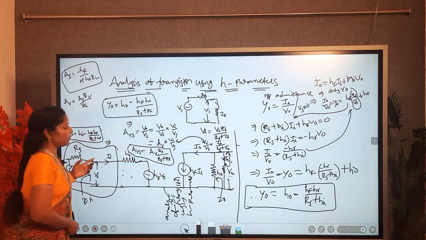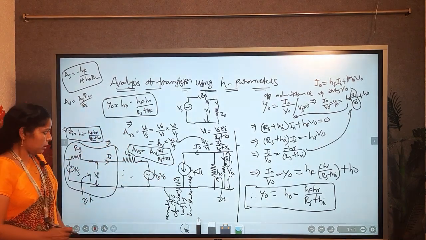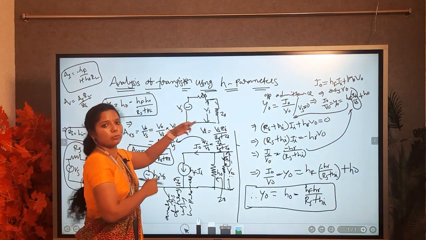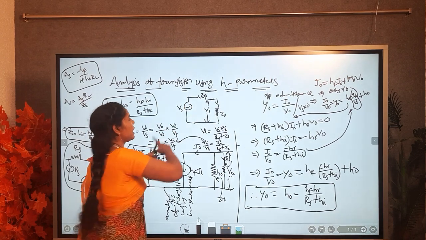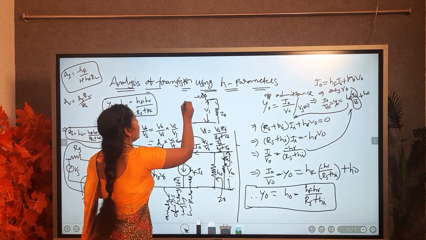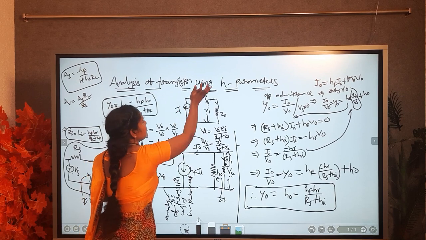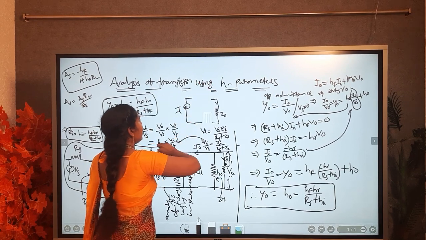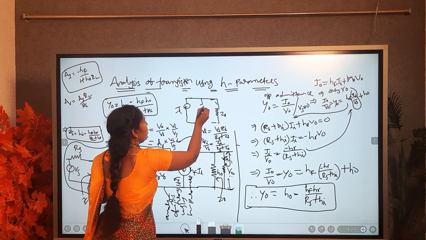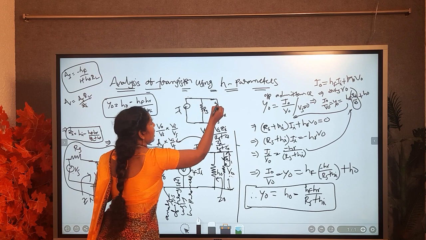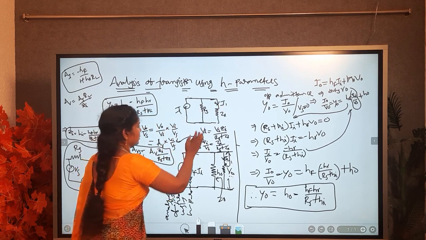Like that you have to find the overall current gain. How do you find the overall current gain? This is the voltage source. From that you take the current source. This is the current generated source Is. This resistance Rs will be in parallel. Ii is the input current.